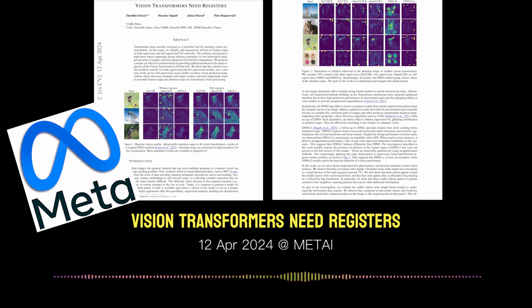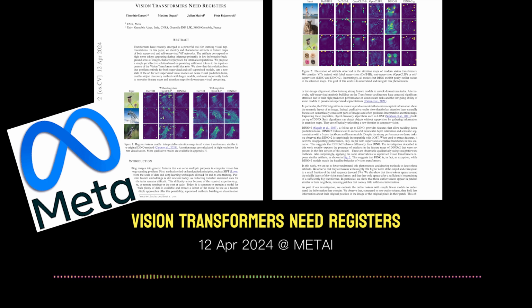Now, I'm curious about how they actually figured out these artifacts were there. How did they measure and quantify the presence of these high-norm tokens? They used something called token norm. It basically measures how strong or prominent a token is in the model's internal representation. They found that in models with this artifact, the distribution of token norms wasn't smooth. It had this weird shape with two peaks.